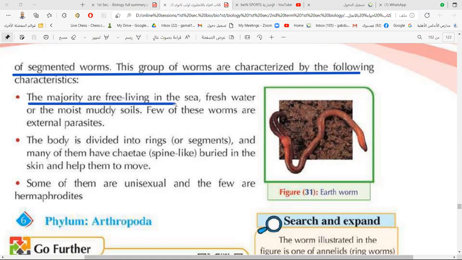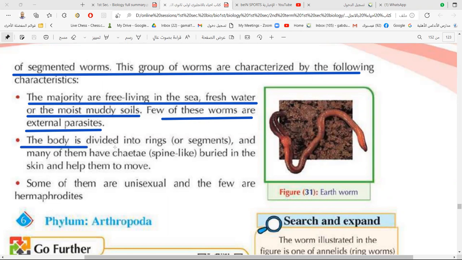The majority of them are free living in the sea or in fresh water or moist soil or muddy soil. Few of them are external parasites like the leech. بعضهم بيكون متطفل like the medical leech أو العلق الطبي, which is a parasite on the fish and sucks the blood of the fish. It is from annelida.